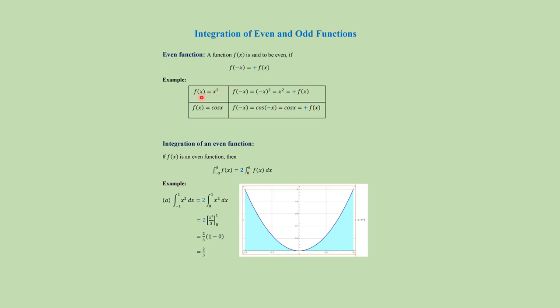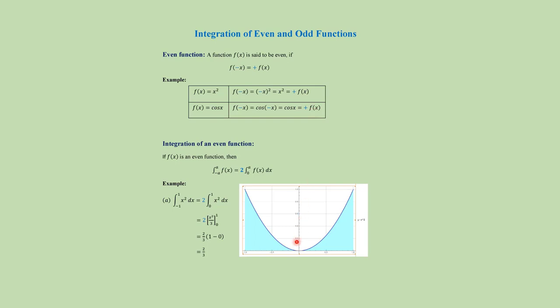Why? Because if you replace x by negative x, then it becomes negative x whole square, which is x square, and x square equals positive f of x. That means after replacing x by negative x, we are getting back the same function. Similarly, f of x equals cosine x is an even function.